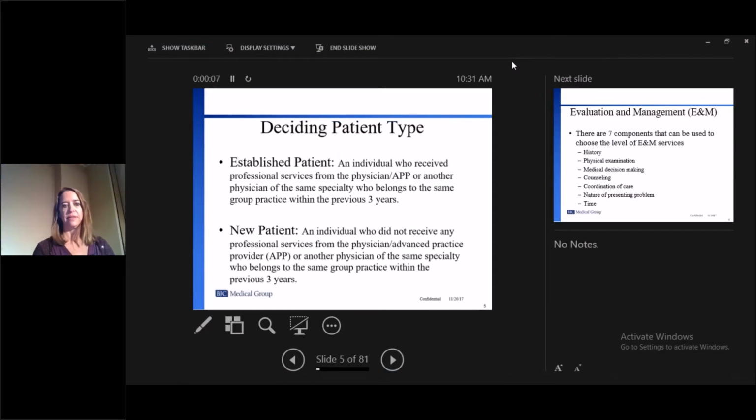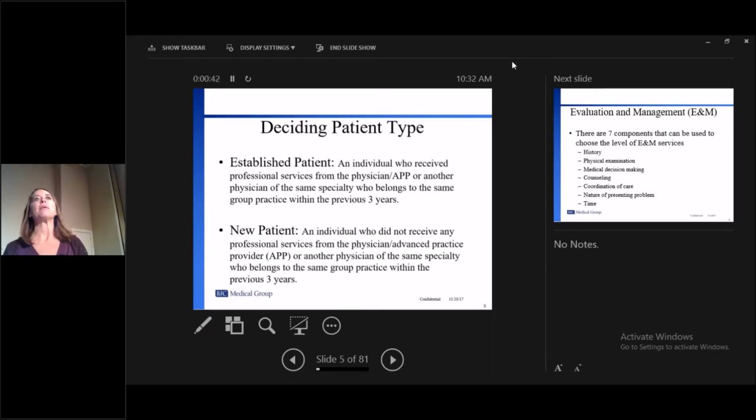All right. Okay, so the first thing that we need to do, and I know this sounds kind of trivial, is deciding what kind of patient type do you have. Do you have an established patient or do you have a new patient? And depending on what kind of practice you work in, that may be really easy. An established patient has to have been seen in your practice within the previous 3 years by either an APP or a physician. A new patient would be a person who's not received any services from your physician or APP in your group of the same specialty within the last 3 years.